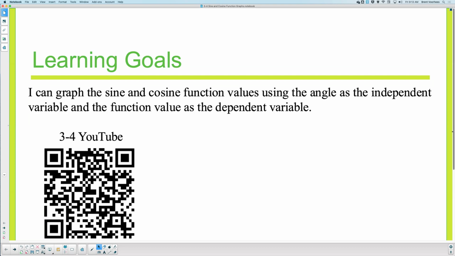Y'all, catch on to this. Catch on. This is very important you catch this. This seems a little backwards at first to some students.